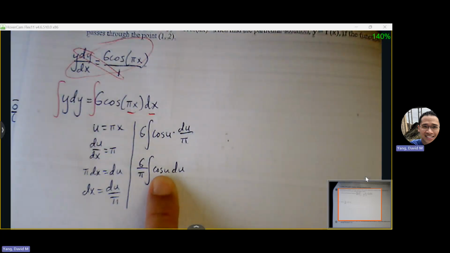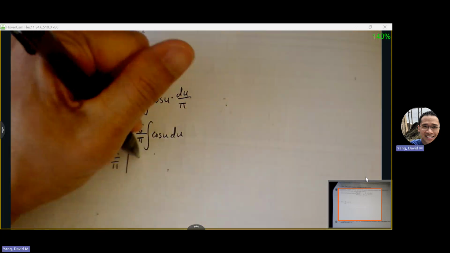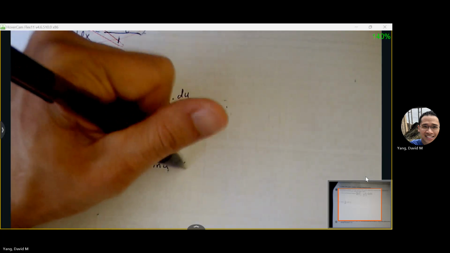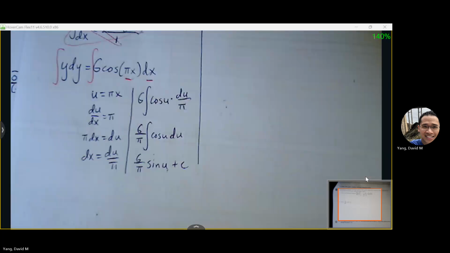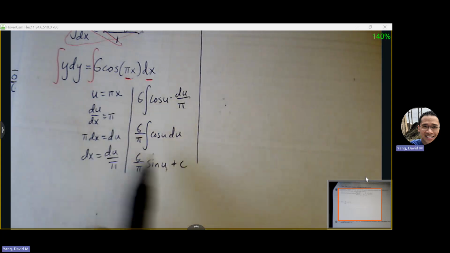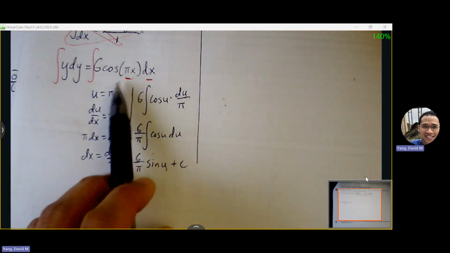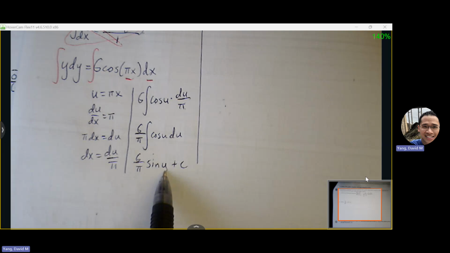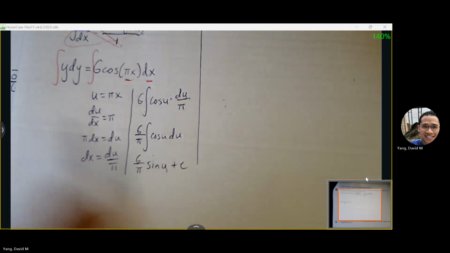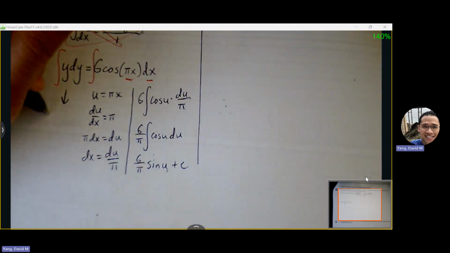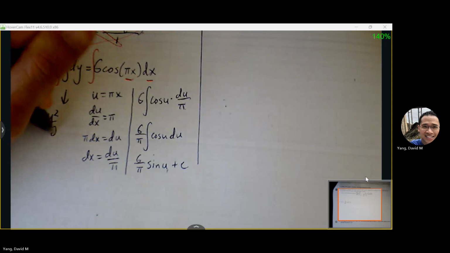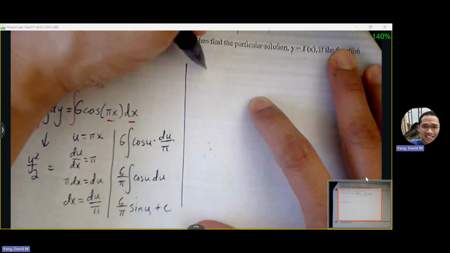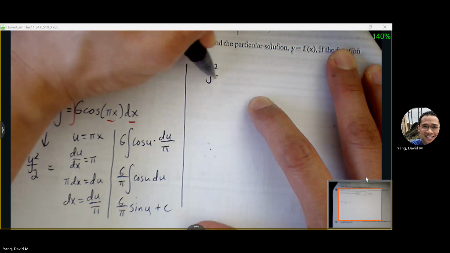We know the antiderivative of cosine is just sine. So the right side required more attention, so I went there first. 6 over pi sine of u. Let's bring the pi x back. And then the left side is just y squared over 2. So I'm going to update both sides here.